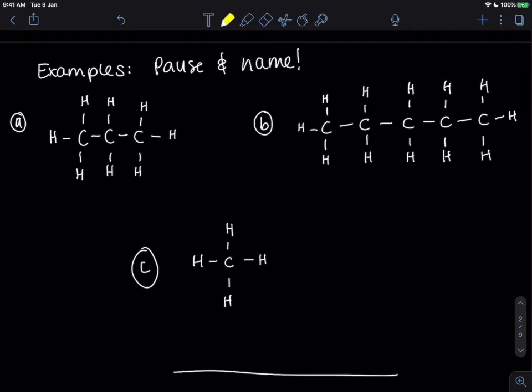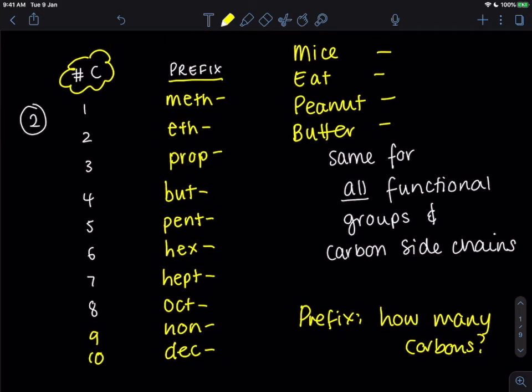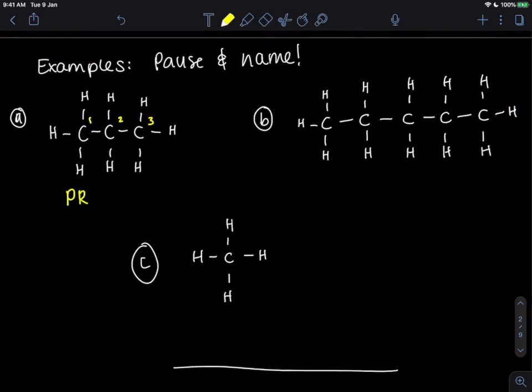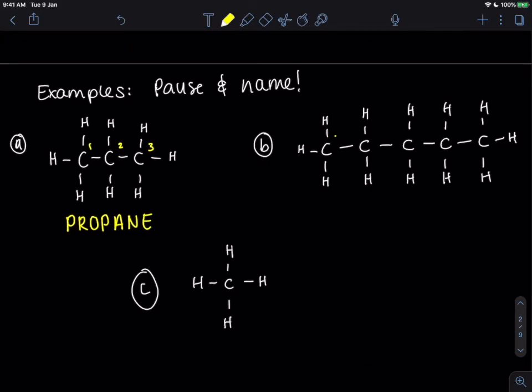Okay, so here I've got 3 carbons, 1, 2, 3. If I look at my list, I can see that 3 carbons has a prefix of prop-. And because we're working only with alkanes, and I can see that I've only got single bonds in here, it's going to end in -ane. Here for B, I have got 1, 2, 3, 4, 5 carbons. Now, when we get past 4, remember mice eat peanut butter, meth, eth, prop, but, we start getting into our shapes, like pentagon for 5, so it's pent-, to tell me that I have got 5 carbons, and -ane, to tell me that this molecule has got only single carbon-carbon bonds.